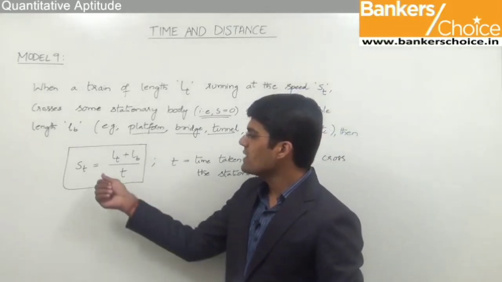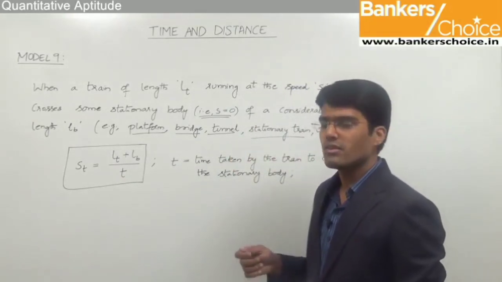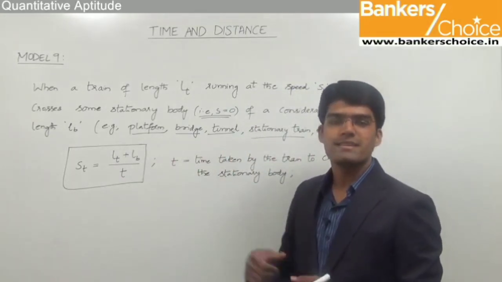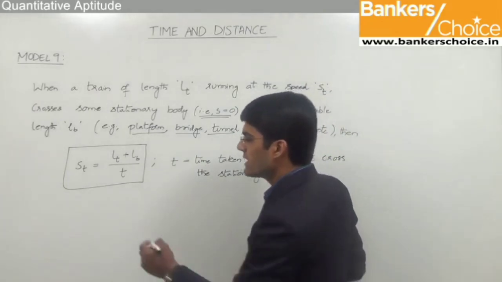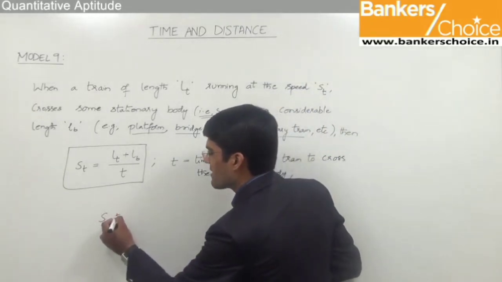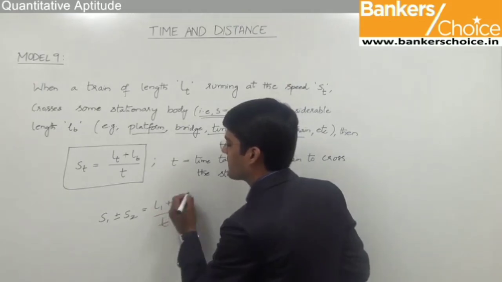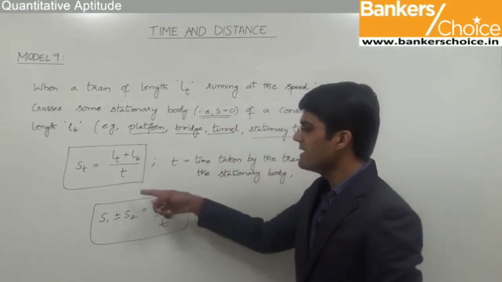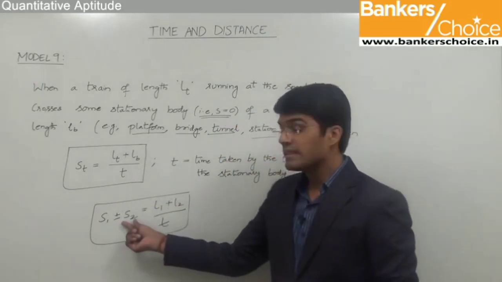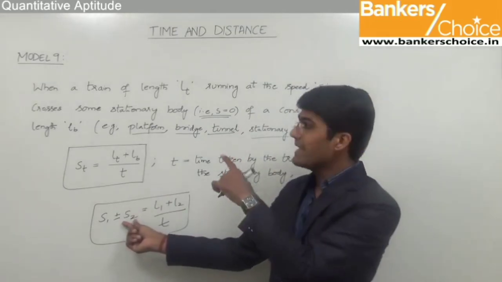Remember friends, if you try to observe, this equation is no way different from what we had discussed in the earlier case. In the earlier case, we have discussed that S1 plus or minus S2 should be equal to (L1 plus L2) by T. So if you try to compare with this equation, the only difference is the speed of the second body in this case is 0.